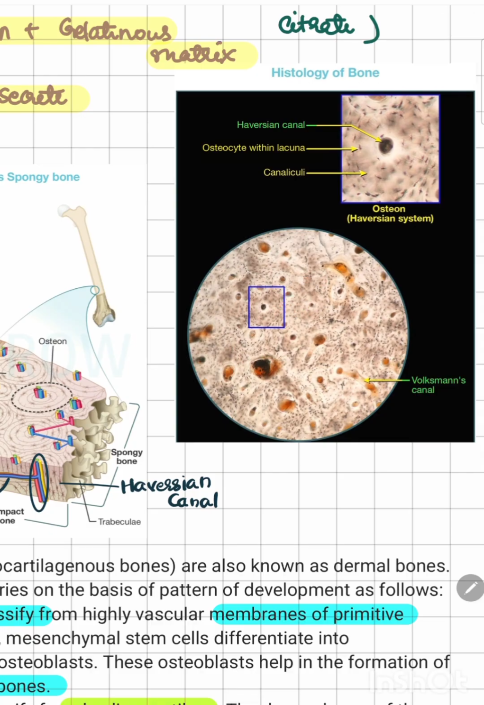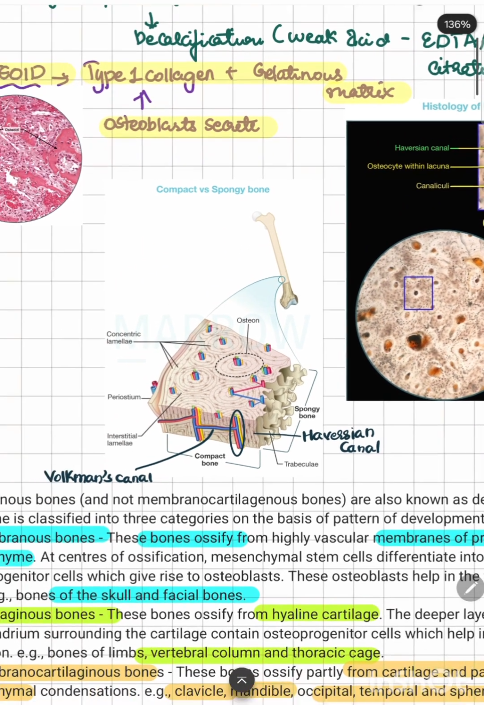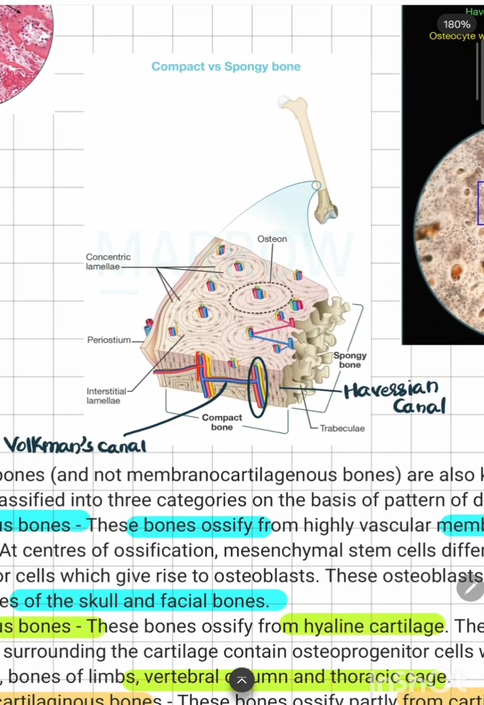So the unit of bone is osteon, which is also called as Haversian system, which consists of central Haversian canal surrounded by lacunae. In that lacunae, you will find the osteocytes, right? This is a better image. And these two Haversian canals are connected with the help of another canal, which is known as Volkmann's canal. Remember, two Haversian canals are connected with the help of Volkmann's canal.